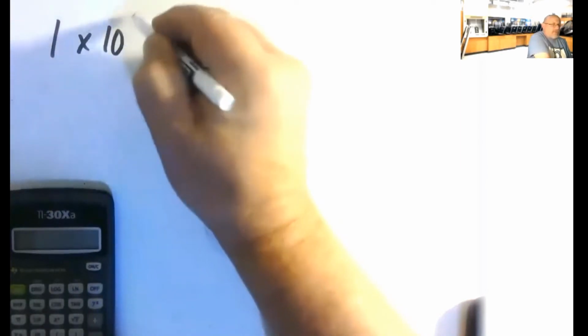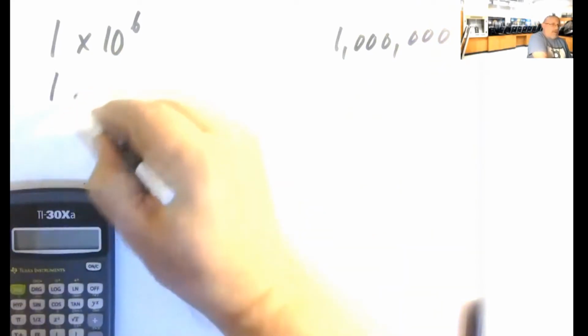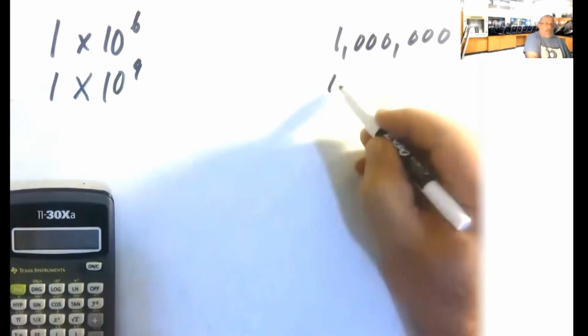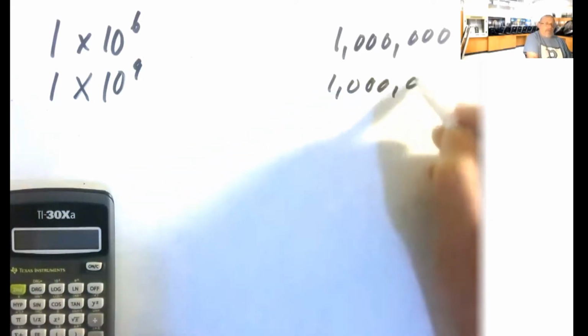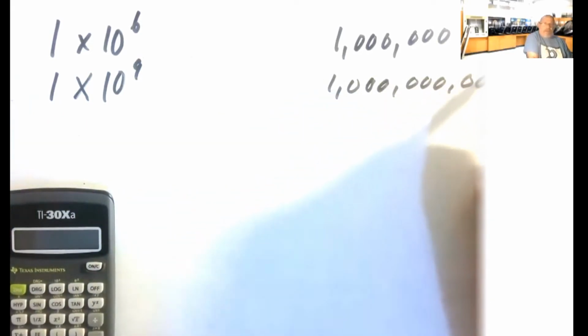Well, many of us have probably been taught how to do scientific notation. We might have written, say, the number 1 million is 1 times 10 to the 6th, which, of course, is the same thing as a 1 followed by 6 zeros, or a million. Or perhaps we wrote 1 times 10 to the 9th, and when we wrote that out, that's a 1 followed by 9 zeros, a billion.